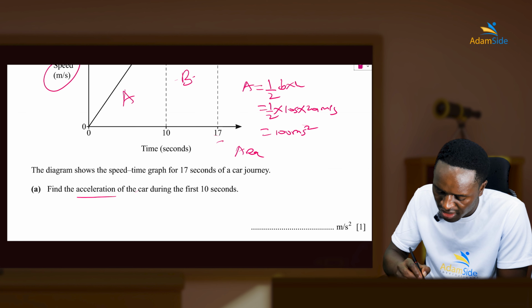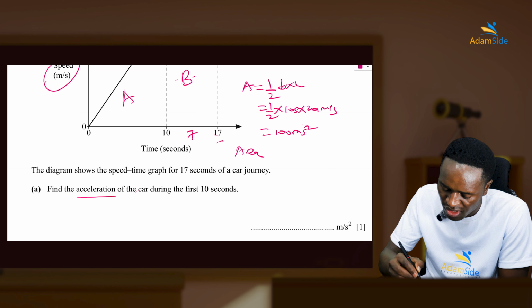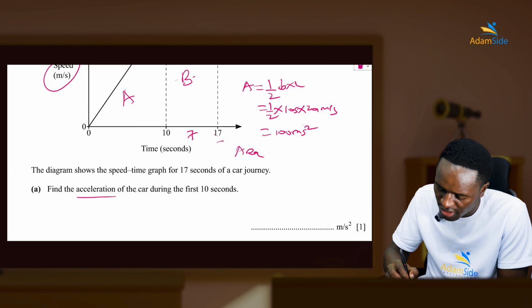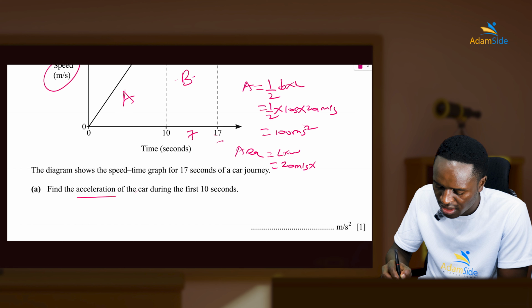of the rectangle here, 17 minus 10 is 7, and then you have 20 meters per second. So area is length times width, and then you say 20 meters per second times 7 seconds. What do you get? You get 140 meters per squared second.